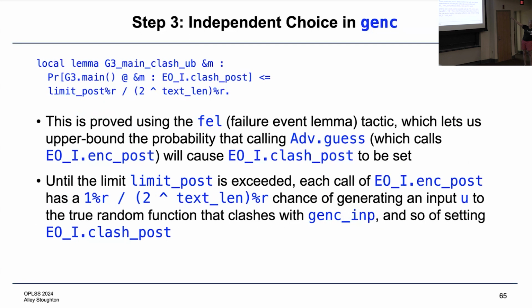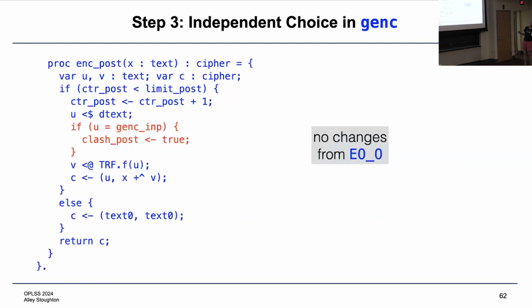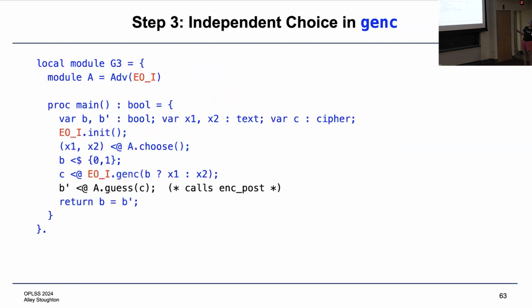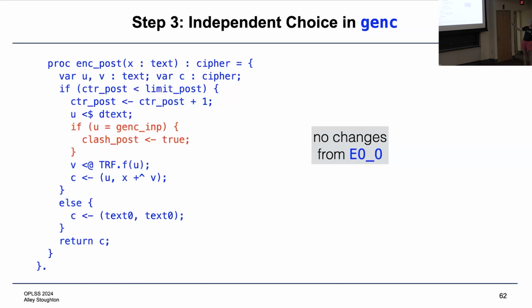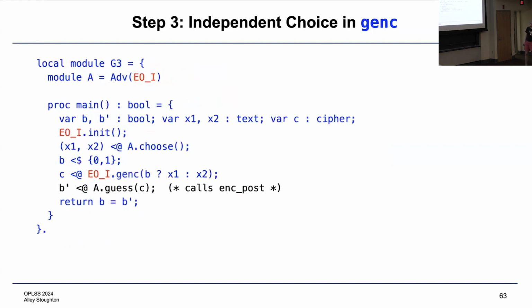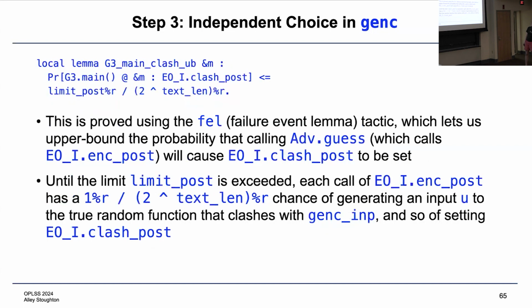It should be limit post over 2 to the text len. Well, why? Let's back up for a second. If we look at what's going on, when guess is called, it can call enc post. And each call of enc post has a 1 over 2 to the text len chance of causing this clash. And so we use something called the failure event lemma, FEL, to upper bound that probability.